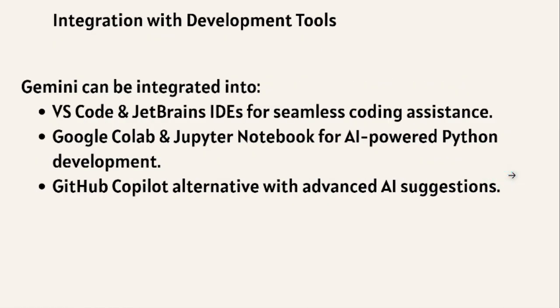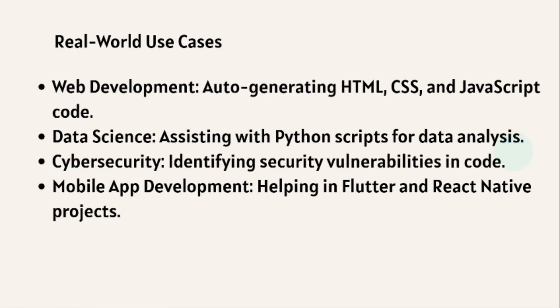Integration with development tools. Gemini can be easily integrated into various development environments to enhance the coding experience. It works with VS Code and JetBrains IDEs, offering real-time code suggestions. Google Colab and Jupyter Notebook benefit from AI-powered assistance in Python scripting. It serves as an alternative to GitHub Copilot by providing advanced AI-generated code suggestions. These integrations make it a powerful tool for development across various domains.